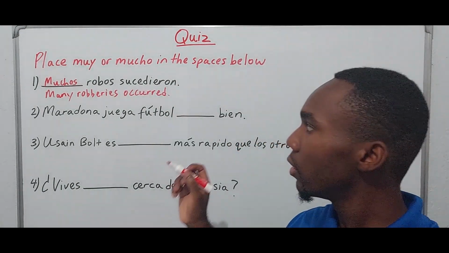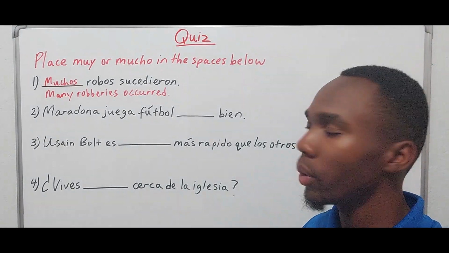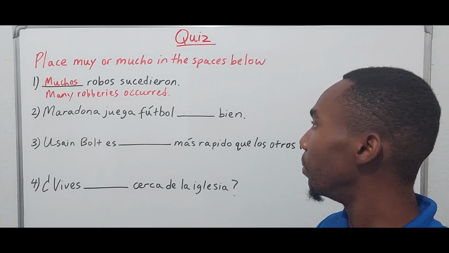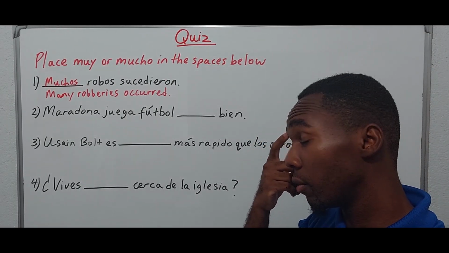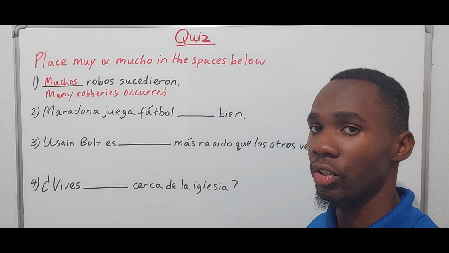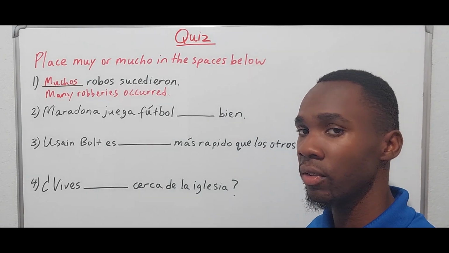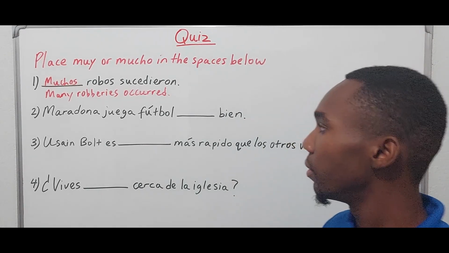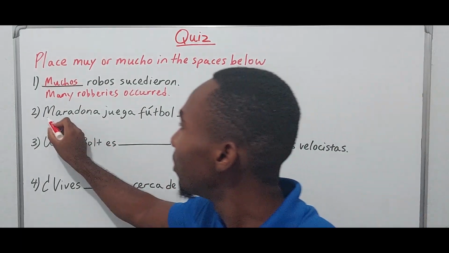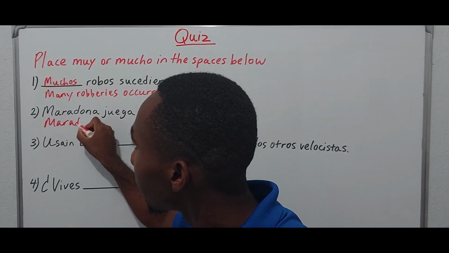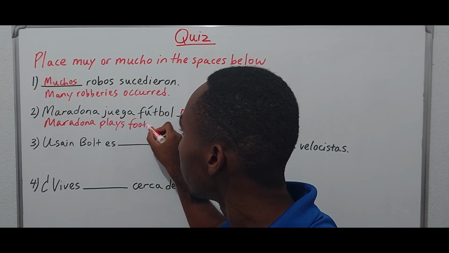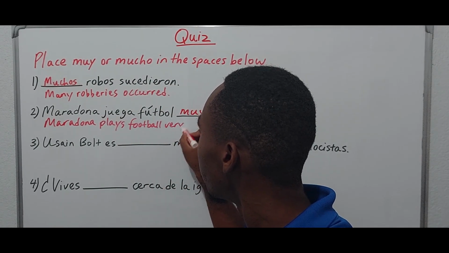Yes. Number 2. Maradona juega fútbol blank bien. So bien is an adverb meaning well. That's an adverb of manner, and what is usually used to modify adverbs? Muy. Muy bien. So Maradona plays football very well.